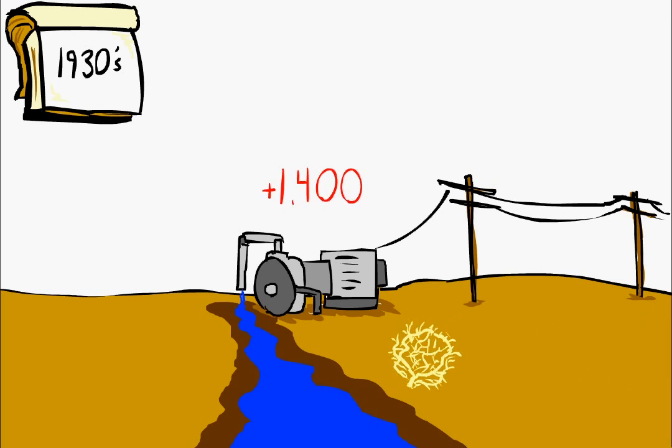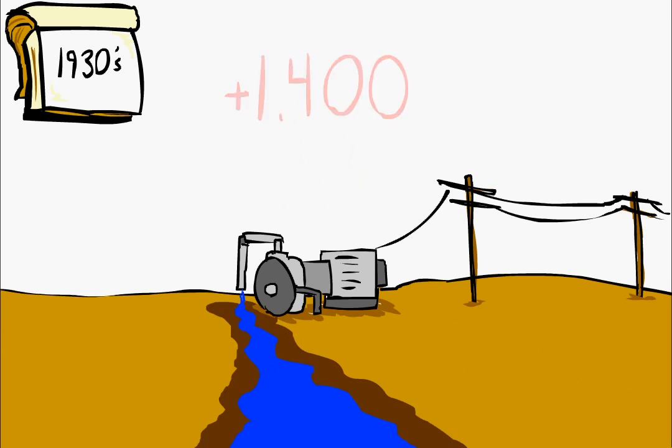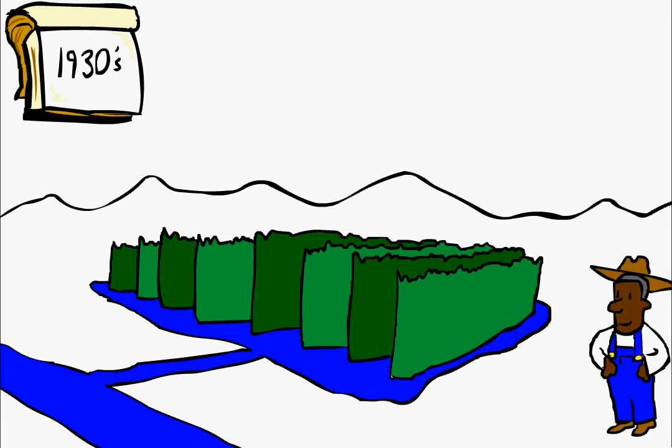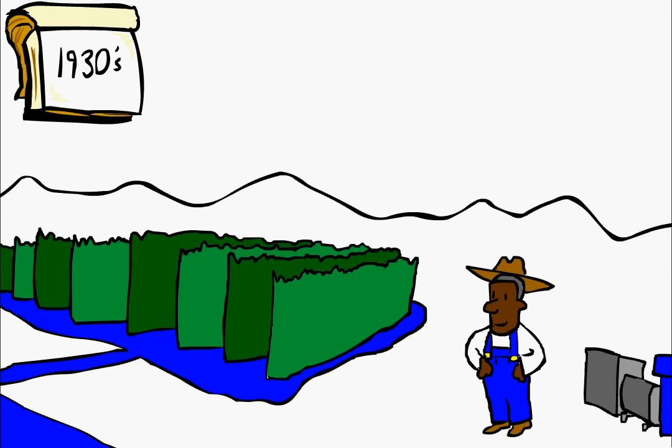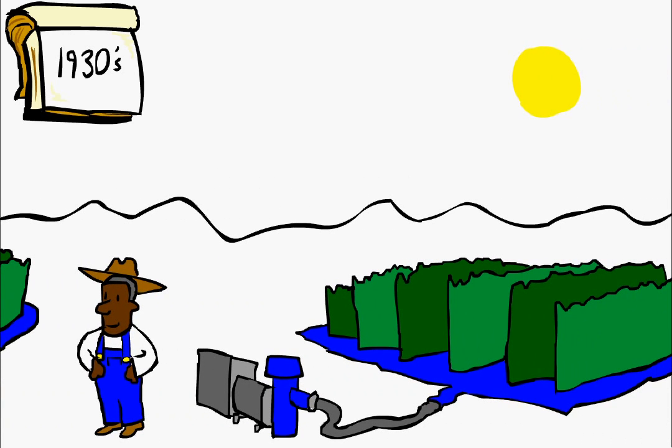During the 1930s, an estimated 1,400 more high-capacity wells were put into service, many by farmers with surface water rights who recognized that wells supplementing their surface supplies greatly increased reliability, especially during drought.